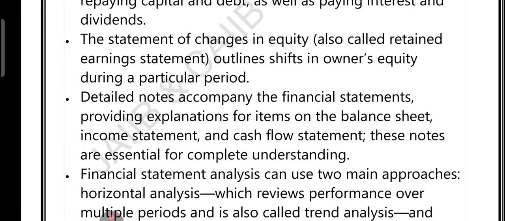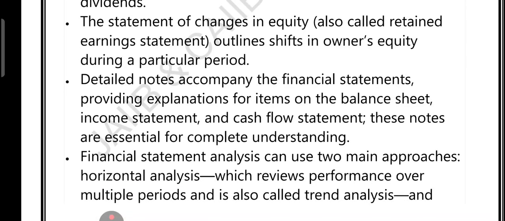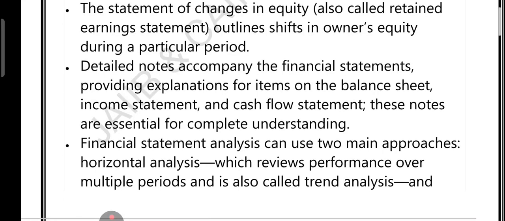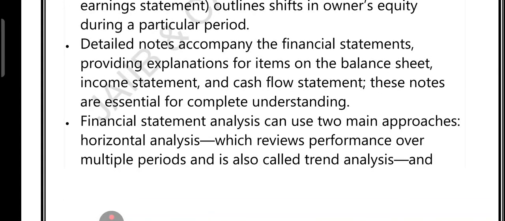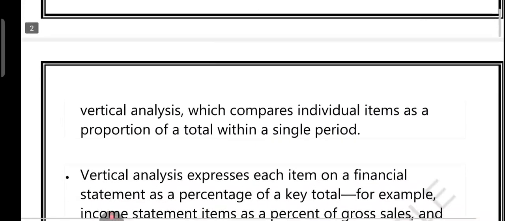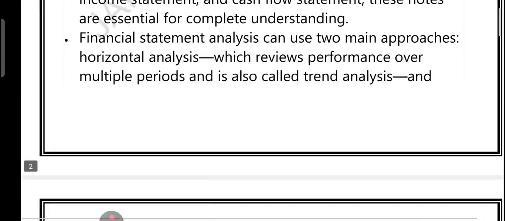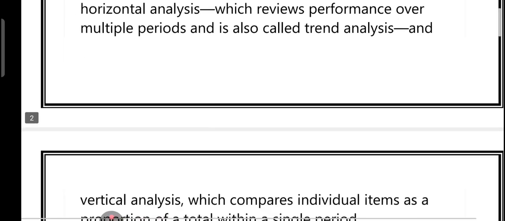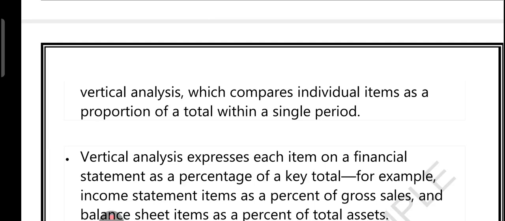Now every financial statement comes with detailed notes. These explain the numbers in more detail and are crucial for proper interpretation. Now there are two common analysis methods. The first method is called horizontal analysis, which we also call trend analysis. It compares performance across different periods. And then we have the vertical analysis. Vertical analysis looks at each item as a percentage of the total in the same period. So basically, the moral of the story is that cash flow statement tells you where the money flows. Equity tells you how the value is built, and analysis helps serve all of it.